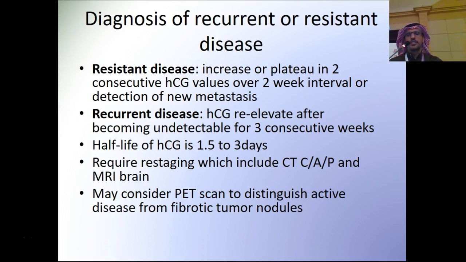When a patient gets a resistant or recurrent disease, it is better to do restaging again. So you consider a CT scan of the chest, abdomen, and pelvis, and an MRI of the brain, to decide what treatment. You may consider combination chemotherapy. If there is a solitary lesion, you may consider surgical resection.